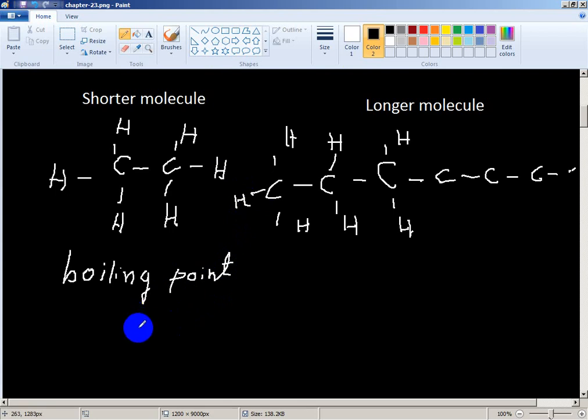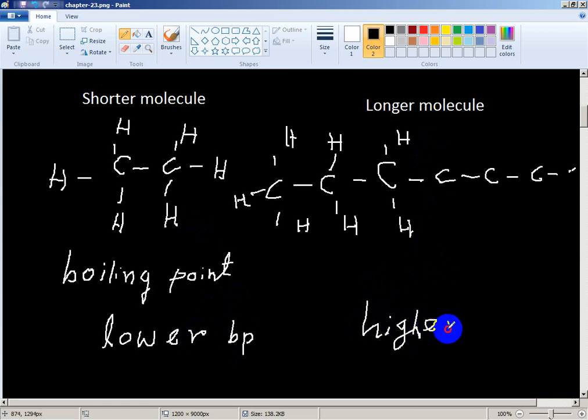So shorter molecules have a lower boiling point. I write BP for boiling point. Shorter molecule, lower boiling point. Longer molecule, higher boiling point. Do you know why shorter molecules have a lower boiling point?